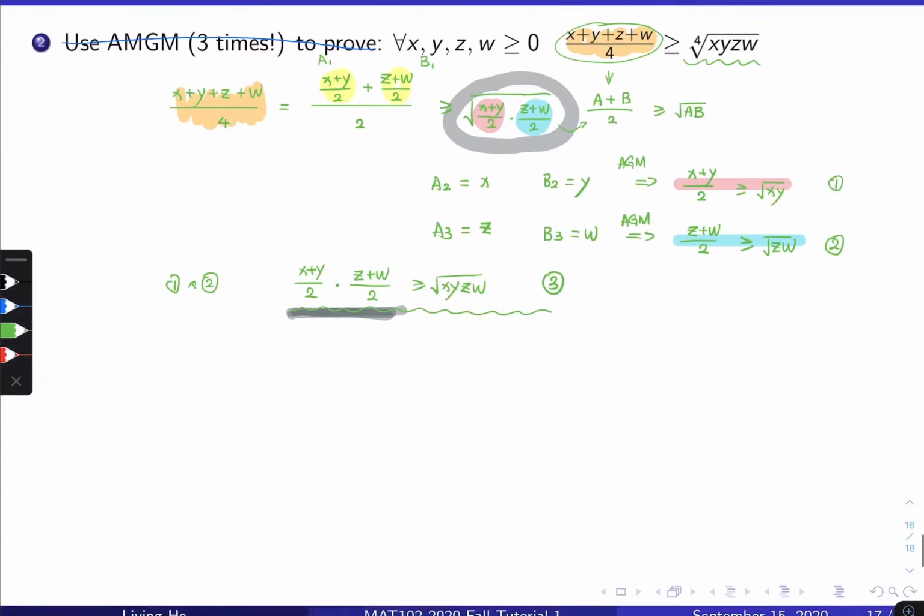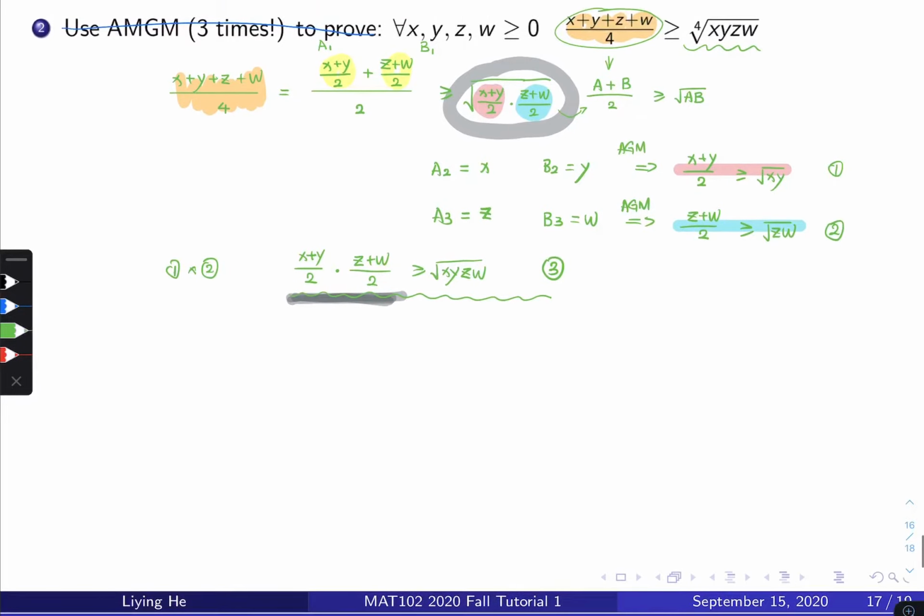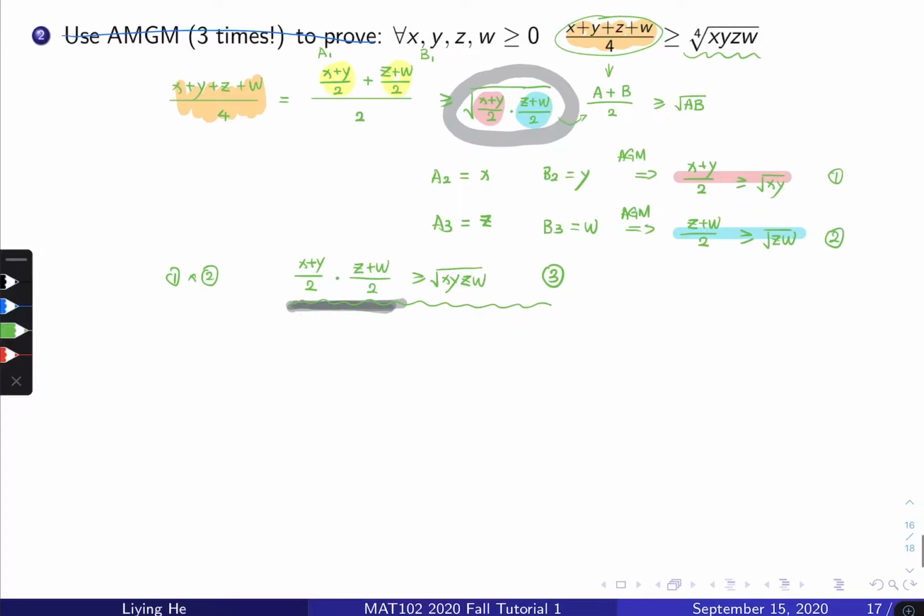Okay, now your question is, can I take square root? Can I? Yes, you can. Why is that? Because we have x, y, z, w are greater than or equal to 0. So you can take square root, right? For the same reason, when you multiply 1 and 2 together, the sign doesn't change because they are all positive. So basically every term is positive, so you don't have to worry about the inequality sign changing.